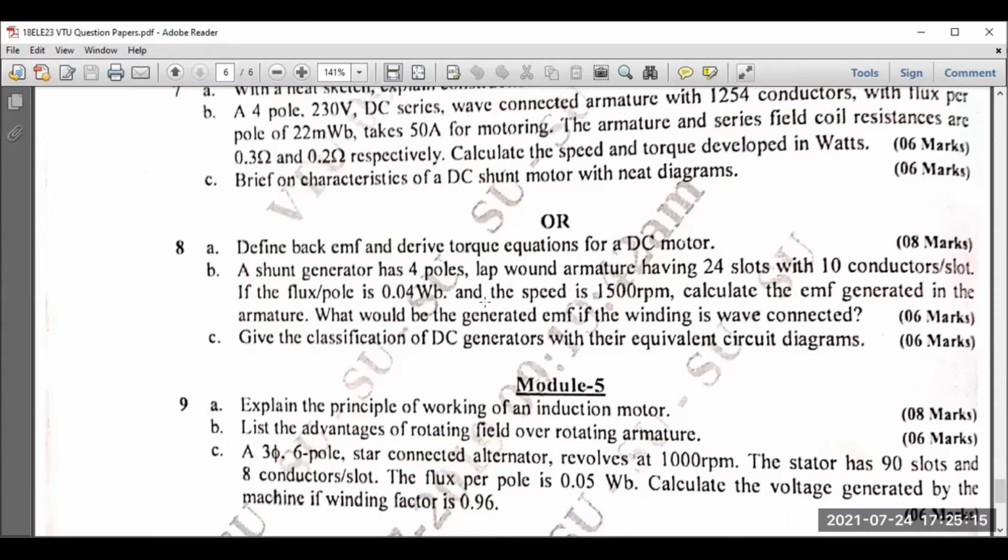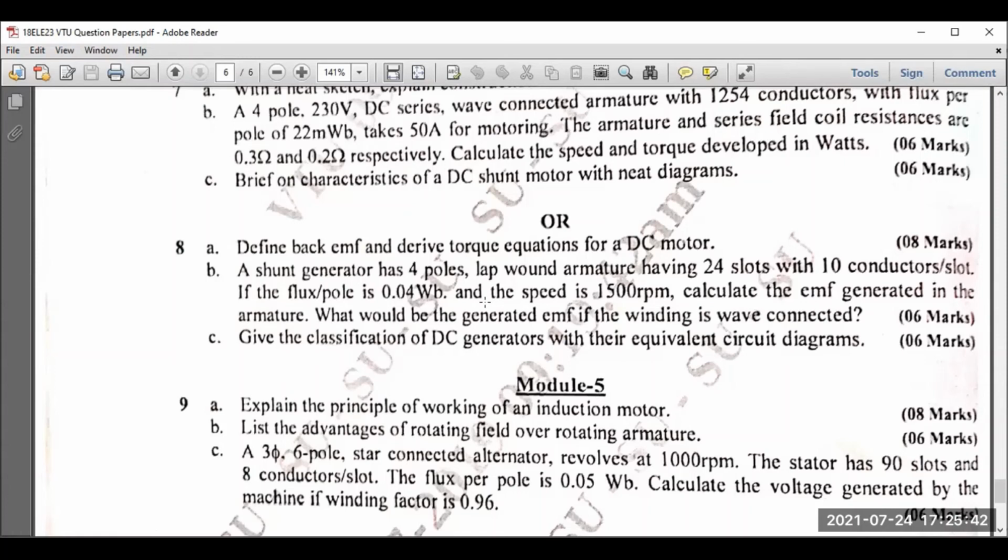Write all the parameters that they have provided. Number of poles equal to 4. The lap winding. Lap winding means A is equal to number of poles, so A is equal to 4. And the number of conductors per parallel path is equal to 4. Then total conductors will be 24 slots into 10 conductors. Then flux is already given, 0.04 Weber. Then speed is also provided. Definitely you can calculate the EMF.